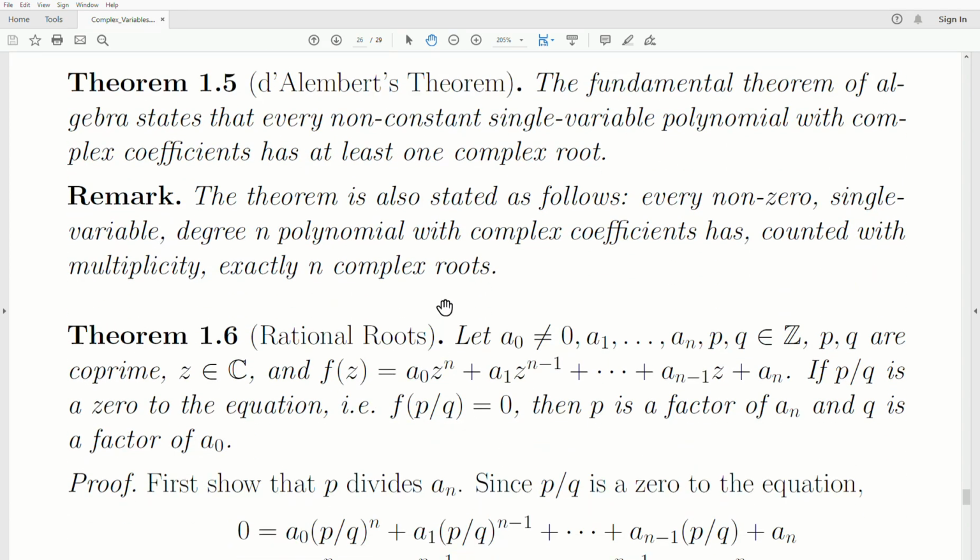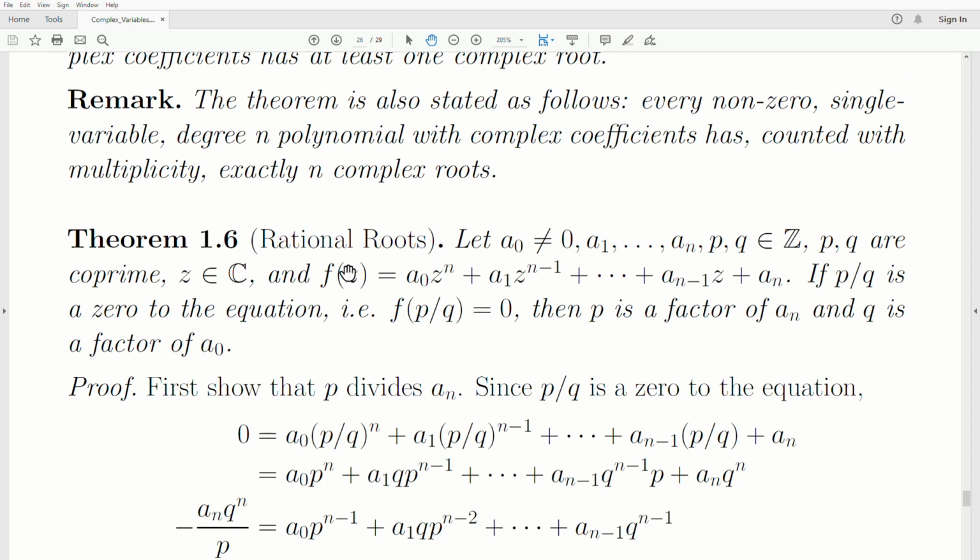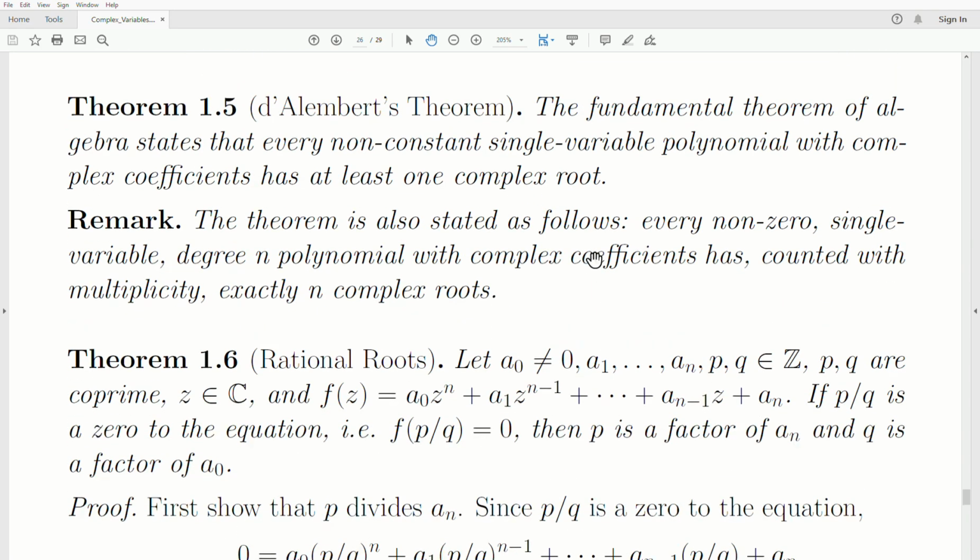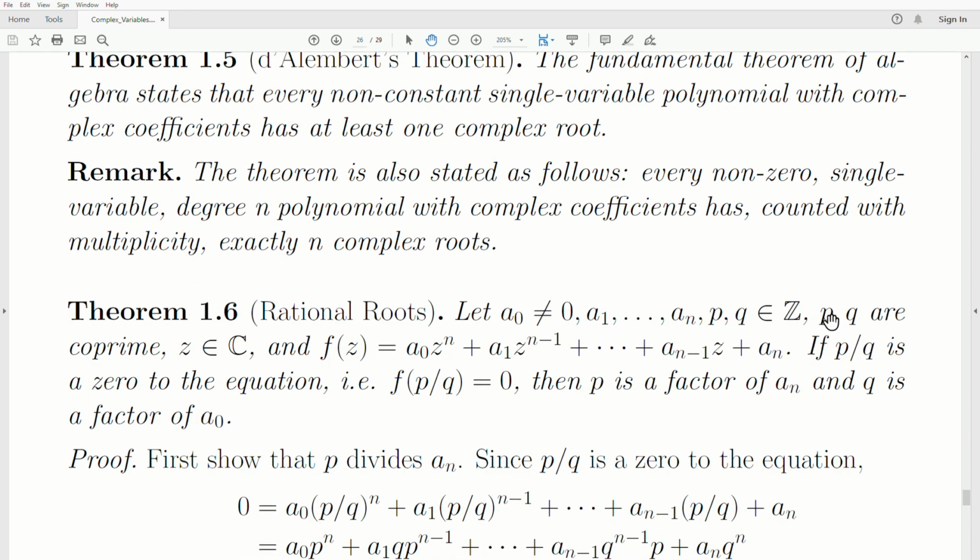Okay, so along those lines, let's look at the rational roots theorem. Let a0 through an, p and q all be integers. So the fundamental theorem says that these can be complex numbers, but in the rational roots theorem, they all have to be integers. P and Q are co-prime, which means their greatest common divisor is 1.